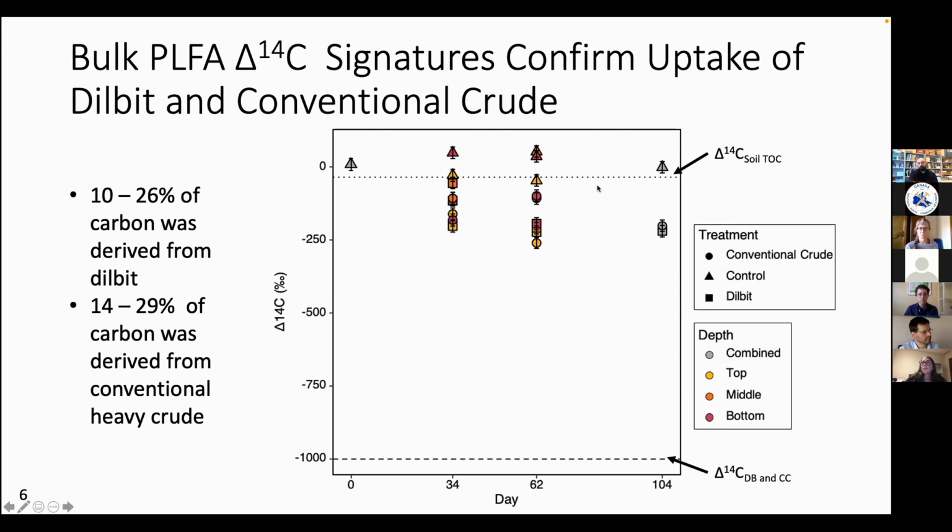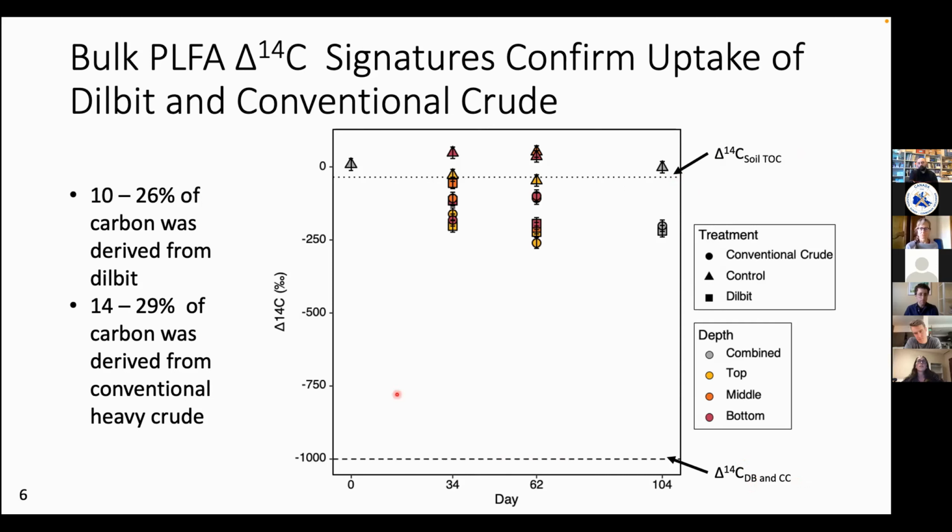And then I have these two horizontal lines. I don't know if you can see my mouse. Maybe if I do that, can you see that? Okay, so this horizontal line basically represents the carbon-14 value of just the background soil organic carbon. And then all the way down here, we have the carbon-14 value of the two oils, so the dilbit and the conventional crude.